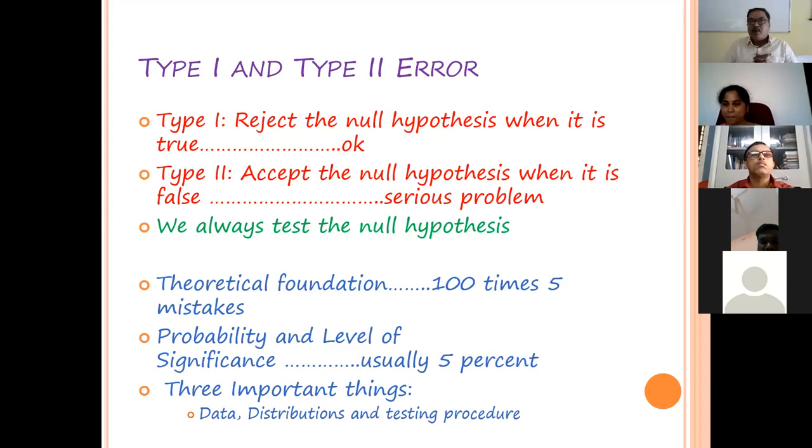In another case, type 2 error: accepting the null hypothesis when it is false. False means you have a lot of evidence to disprove the null hypothesis. Even then, if you accept the null hypothesis, that is a kind of error which is known as type 2 error. So generally, we do these two types of errors.